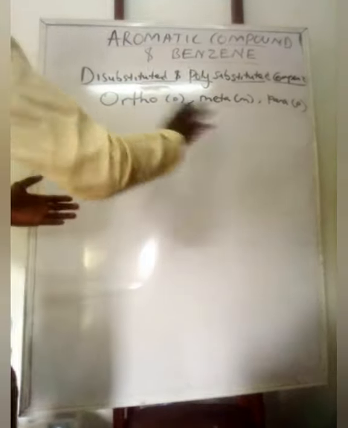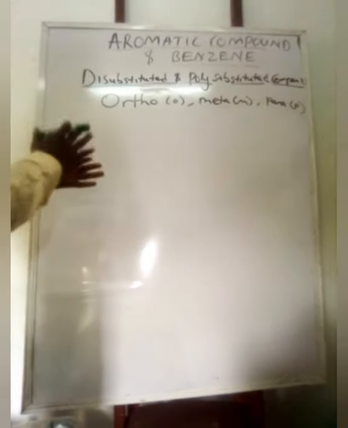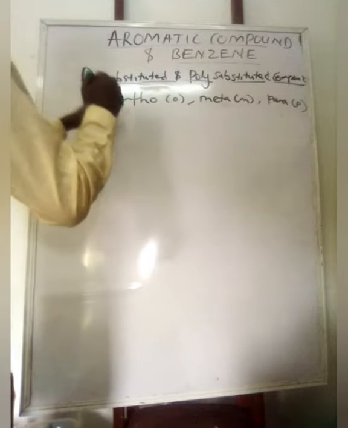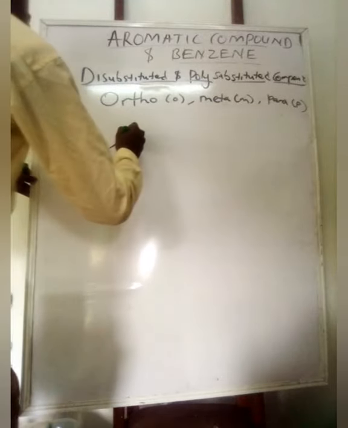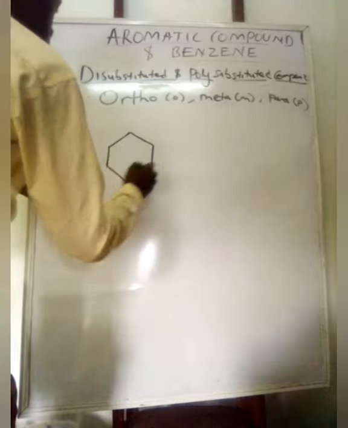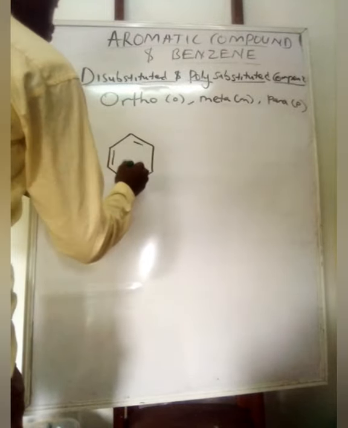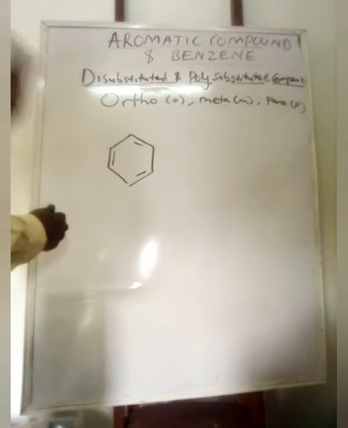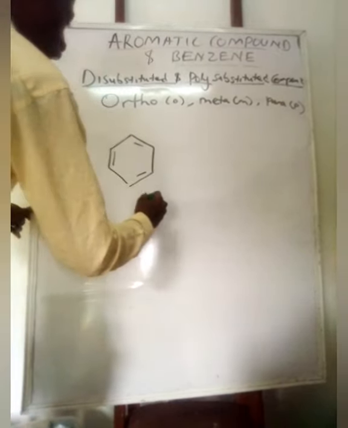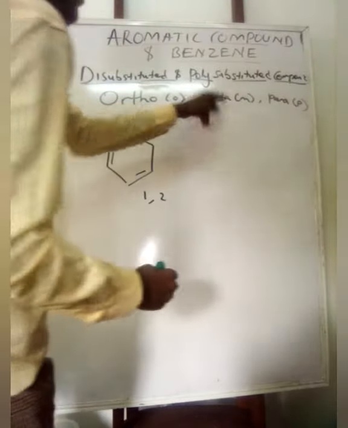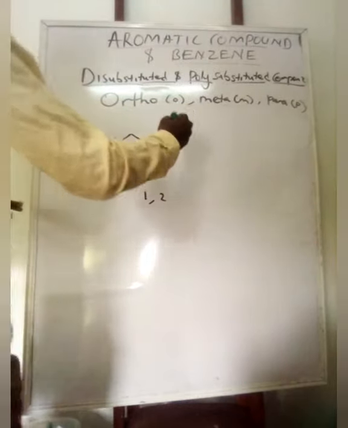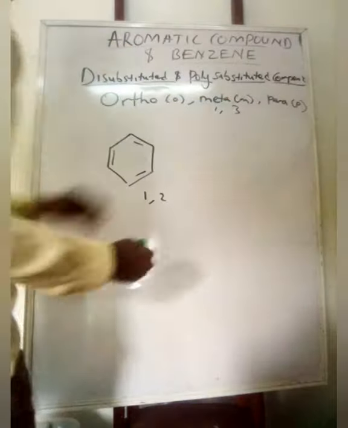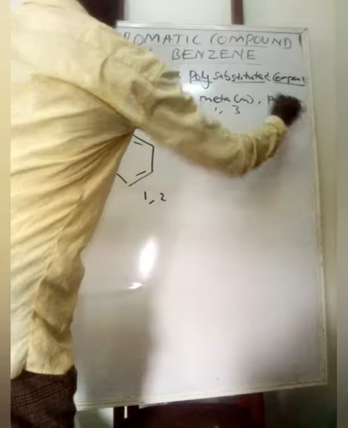Now these terms are describing the location of substituents on the benzene. Let's have benzene here. Ortho means the substituents are on position 1 and 2. Meta means the substituents are on position 1 and 3. And para means the substituents are on position 1 and 4.